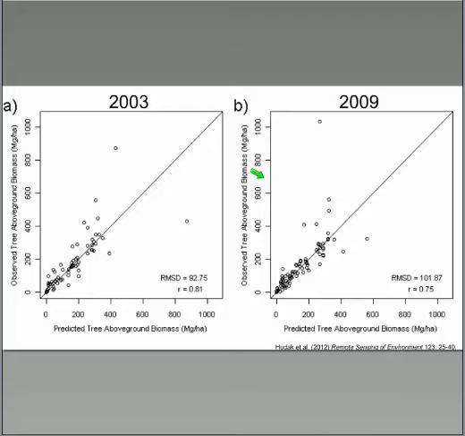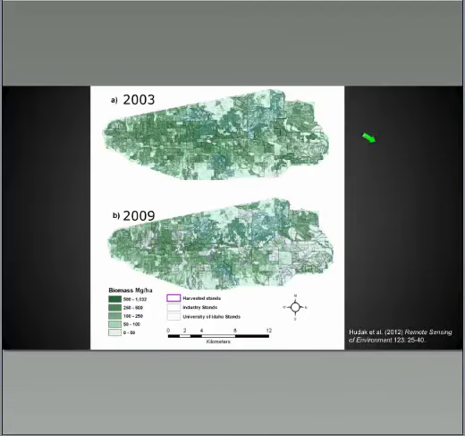And if you plot the predicted above ground tree biomass on the x-axis based on the Lidar model versus observed on the ground from the plot data, we get a pretty good relationship along the one-to-one line, both in 2003 here on the left and then in 2009 here on the right. Then when you apply that model to the gridded Lidar metrics, the same metrics that were selected by those respective models, you can produce a map. And so this is a 20 meter resolution map of the tree above ground biomass in 2003 above, and then in 2009 below.